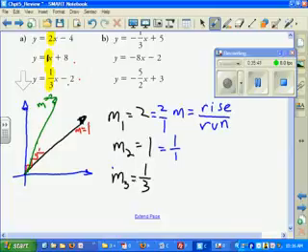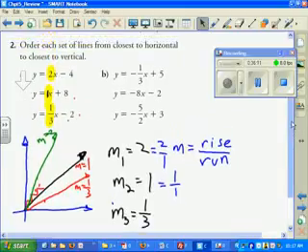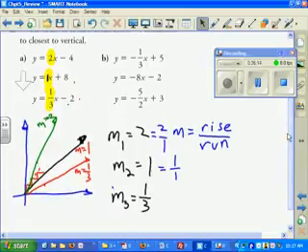This one here, I'm going up 1, and then over 3. Up 1, 1, 2, 3. Okay, so in terms of which one is closest to horizontal, 1 over 3 is closest to horizontal. The horizontal is right here. This one is closest to it.